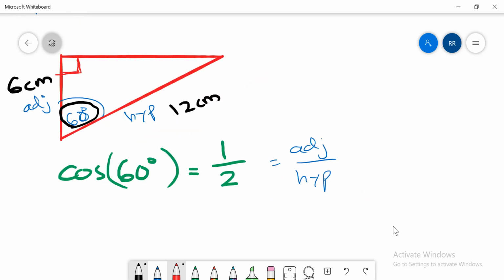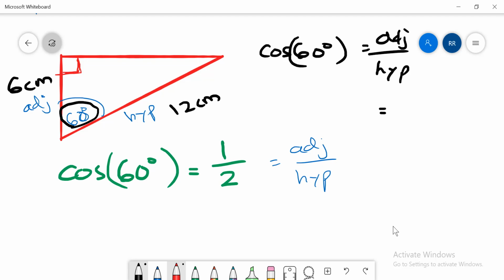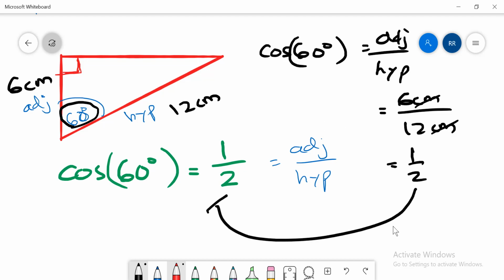If you look here, cosine 60° will be equal to the adjacent over the hypotenuse, right? And as we know here, the adjacent is 6 centimeter and the hypotenuse is 12 centimeter. Notice that we can just cancel the units, and then 6/12, simplify the fraction, you will get 1/2, right? You will get the same number as this one.